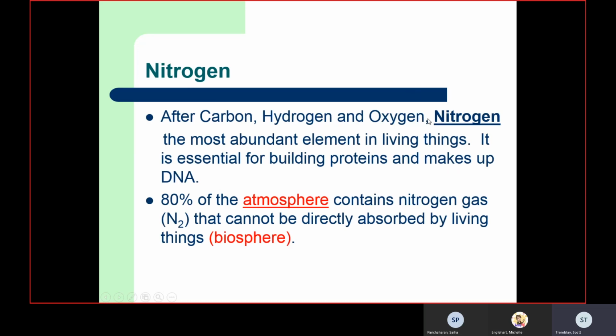So after carbon, hydrogen, oxygen, nitrogen is the most abundant element in living things. It's essential for building a lot of the molecules within you, like DNA. Here it says 80%. It's not actually 80. I think it's 70. Yeah, 70 something. I don't know. It's an old PowerPoint.